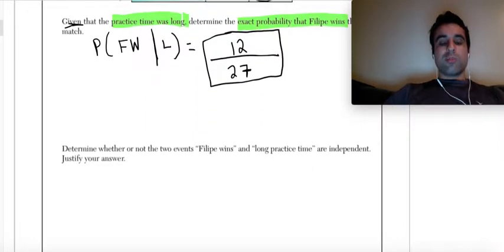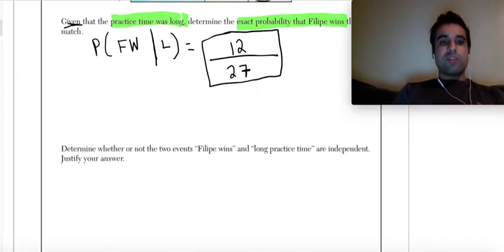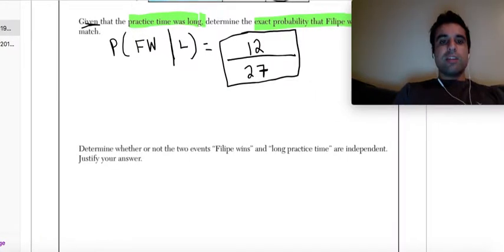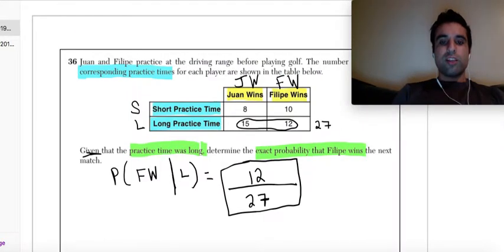Now the next part, determine whether or not the two events, Felipe wins and long practice time, are independent. Let's do this. If they're independent, then the probability of Felipe winning should be equal to the probability of Felipe winning given long practice time. So the probability of Felipe winning, now here we want the total out of the total numbers. So 27 were long practice time, 18 was short practice time. That adds to a total of 45 games total that they played, right? Out of those, Felipe won.